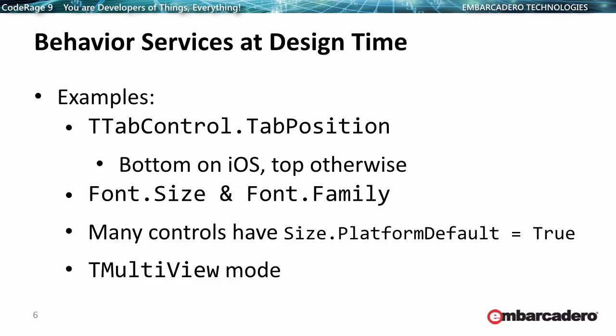So for example, the TTabControl's TabPosition now defaults to platform default. What this does is it puts the tabs on the bottom in iOS, because iOS says you should put your tabs on the bottom, and on the top for all the other platforms. You're also going to see the font size and font family have a platform default behavior, and many controls have a Size platform default. This sets the control size to be the default for the platform. That way you don't have to tweak the size of your buttons, for example, on different platforms. That automatically will adapt to the correct size for the platform it's running on.